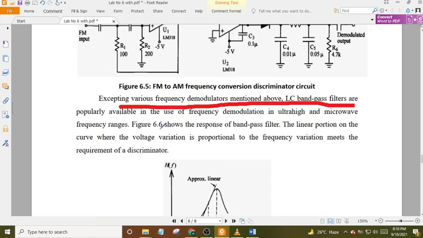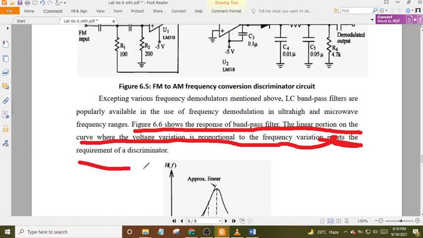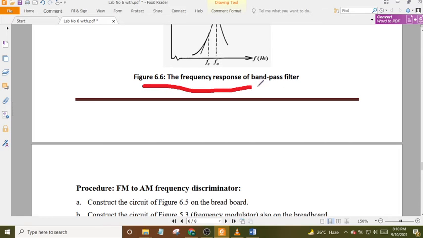Band-pass filters are popularly used in frequency demodulation in the ultra-high and microwave frequency ranges. Figure 6.6 shows the frequency response of the band-pass filter. The linear portion of the curve, where the voltage variation is proportional to the frequency variation, meets the requirement of a discriminator. Figure 6.6 The frequency response band-pass filter.